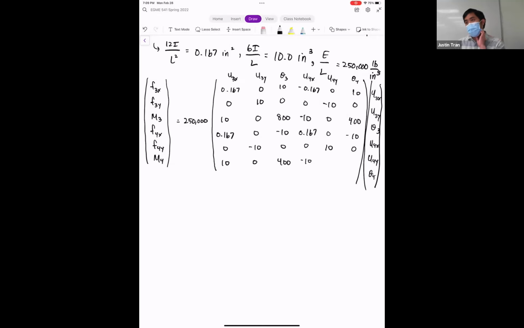Then we have the fifth row. Negative on fourth row first column. Oh, wait, say again. It should be negative on fourth row first column. Oh, that's negative. Yes, thank you. I missed that negative. Thank you so much. All right, and so that's fifth row, fifth column. So that's a 10 and a 0. And then the bottom right is 800.